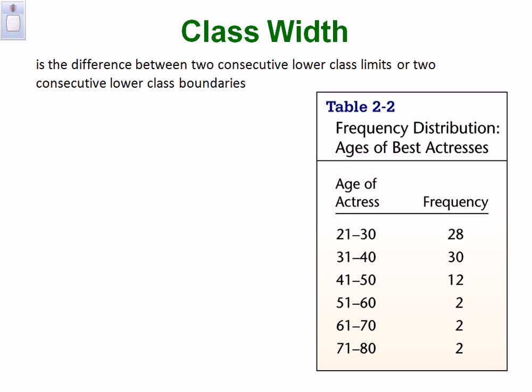Fingers. Okay, 21, 22, 23, 24, 25, 26, 27, 28, 29, 30. How many fingers is that? 10.